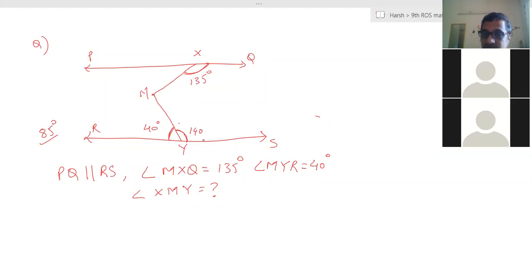कैसे? वही तो पूछ रहा हूँ, कैसे? How 360? Why 360 minus? Which one is the reflex angle? The reflex angle is x, m, y. This is the reflex angle. How do you have to find this angle?